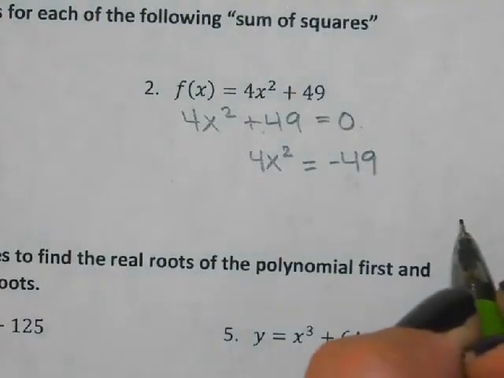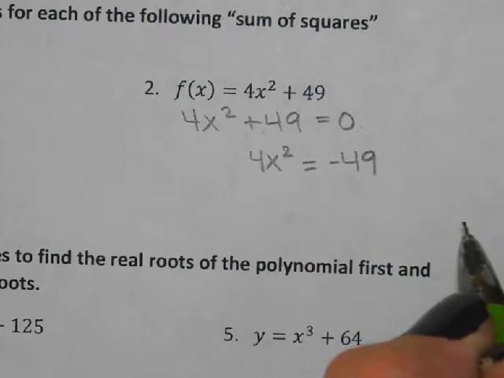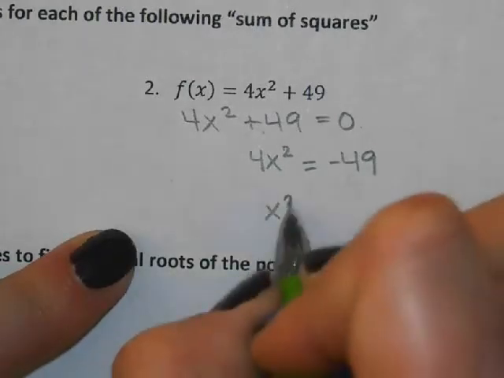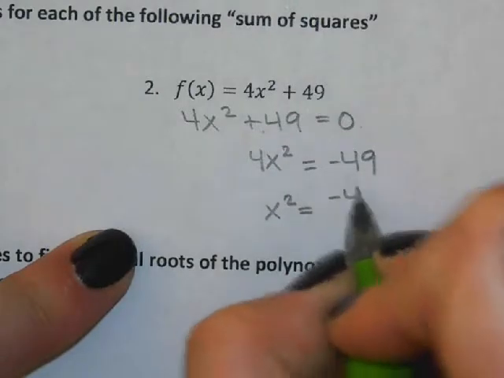And then what can I do next? Divide by 4. So we're going to get rid of the 4. We got x squared equals negative 49 over 4.